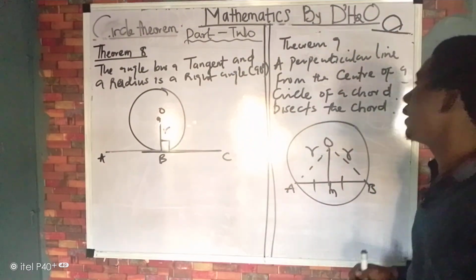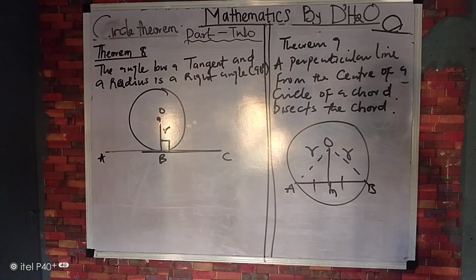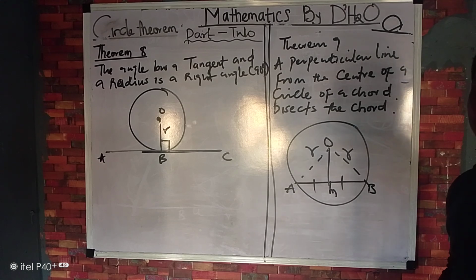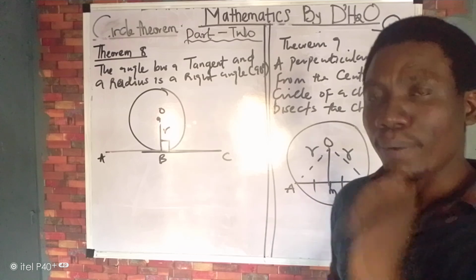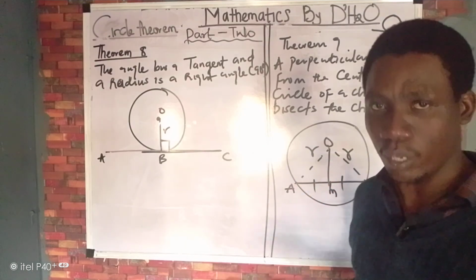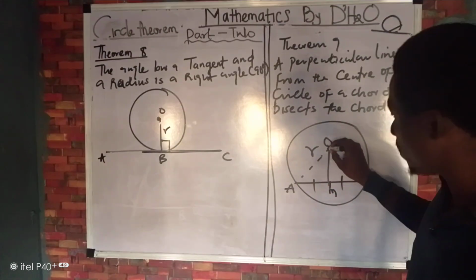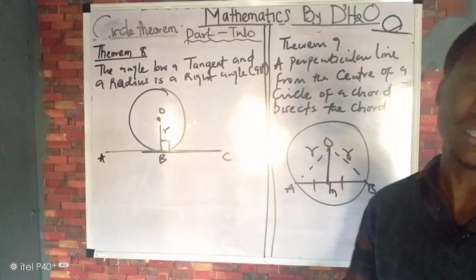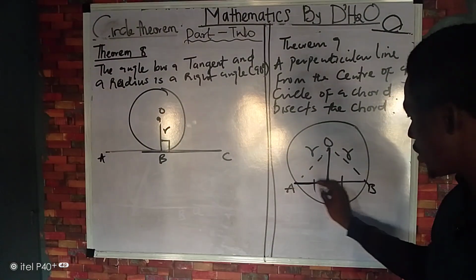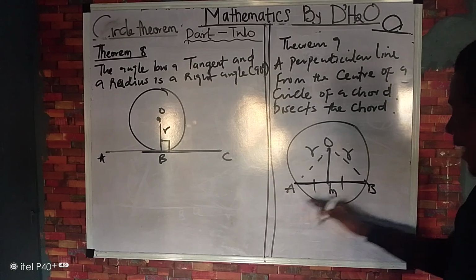Theorem 9. The perpendicular line from the center of a circle to a chord bisects the chord. Now, what's a perpendicular line? It's a line drawn at 90 degrees to a particular plane surface or line. Now, take a look at this particular line. This line is called a perpendicular line, okay? Now, this one is called a chord, AB.